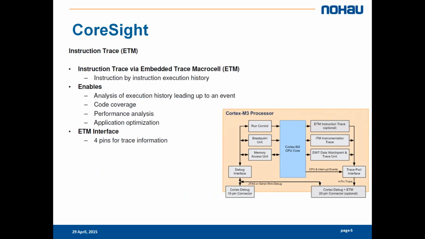Then we have the instruction trace, which is done via the Embedded Trace Macrocell, the ETM. For this, you need the Cortex Debug plus ETM connector. You have the same connector as before, and then you have 4 pins for trace. This will give you extra analysis of execution history, code coverage, performance analysis, and application optimization.